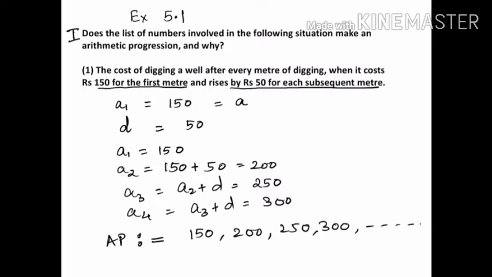As we can see, the difference between two consecutive numbers is always 50. So this list of numbers is an AP.